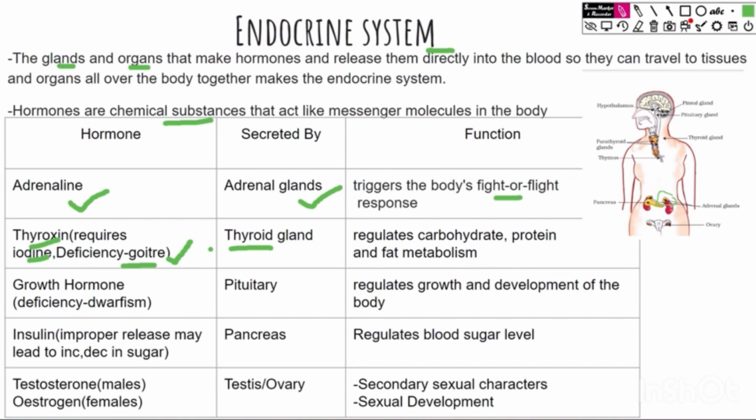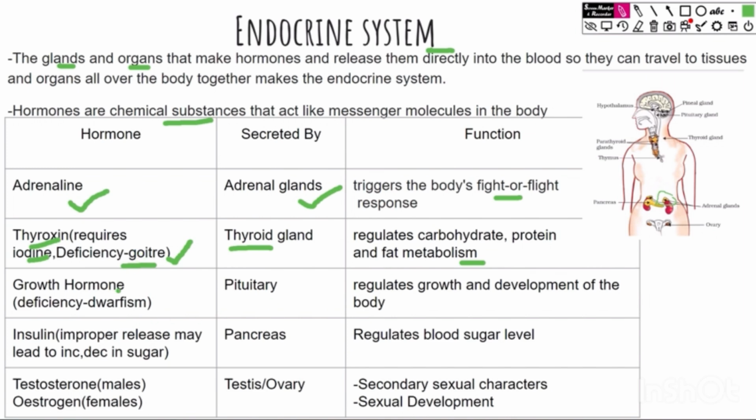What is the function of this thyroxine hormone? Thyroxine hormone regulates carbohydrate, protein and fat metabolism. Basically the metabolism of the nutrients, it regulates the metabolism. So this is the function of thyroxine, which requires iodine to function well.